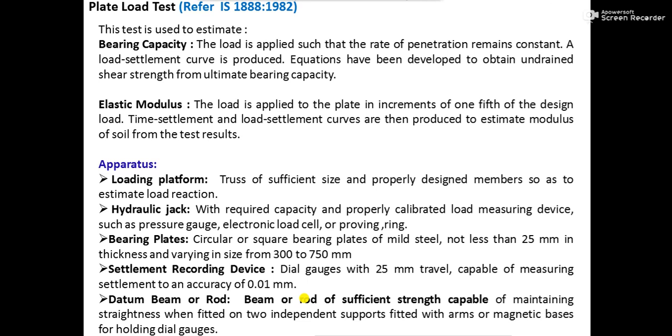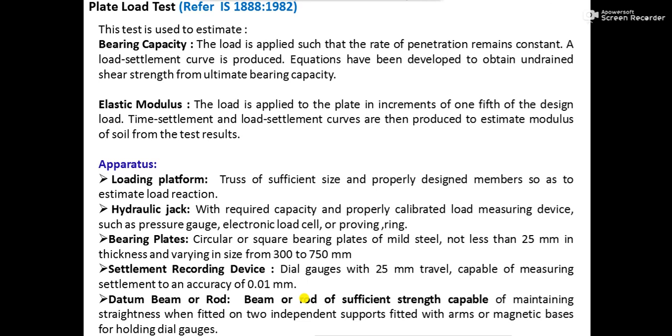Depending on the size of the excavation pit, you should be able to use the bearing plate. But you should remember the size of the bearing plate. It may be 300, or 450, or 750. So 300 millimeter by 300 millimeter square, or 750 millimeter by 750 millimeter square, or 450 millimeter by 450 millimeter square, such kind of bearing plates you can use.